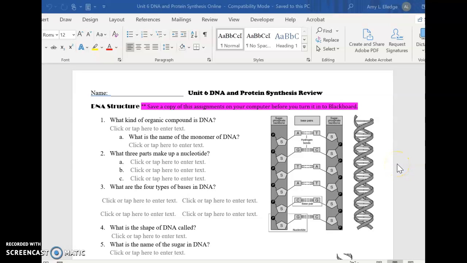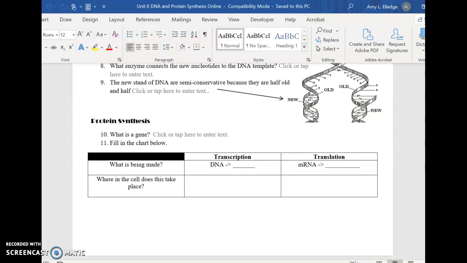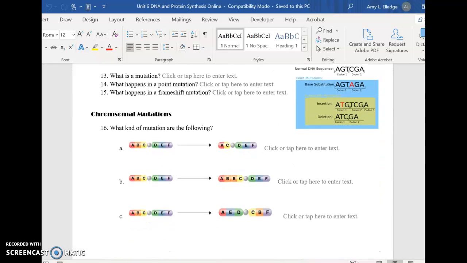Hello, folks. Here we are at Unit 6, DNA and Protein Synthesis Review. So we're going to move right on down to where we have our multiple choice questions.